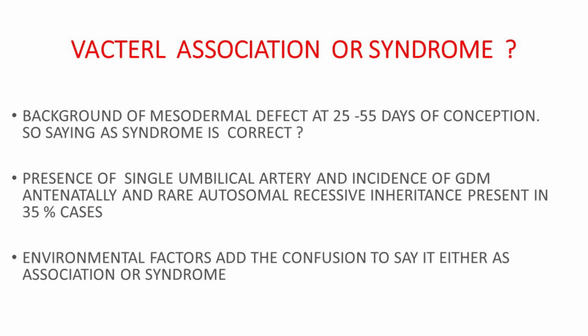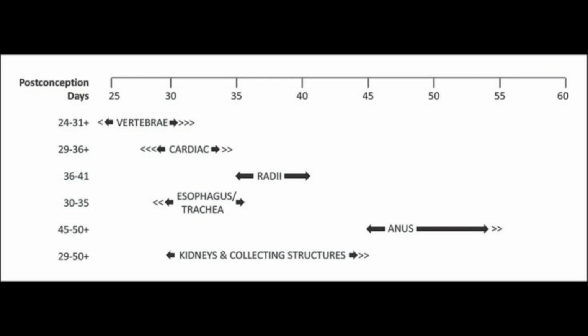Many say that the vast majority of VACTERL associations are thought to have a sporadic occurrence with occasional autosomal recessive forms. But some geneticists now call it a syndrome due to the background of mesodermal defect from first month to second month of conception. But sometimes presence of environmental factors and association with gestational diabetes mellitus and presence of single umbilical artery add some confusion. Incidentally, in our case also, the mother of the affected baby has been diagnosed to have GDM, gestational diabetes mellitus, in the 7th month of pregnancy.